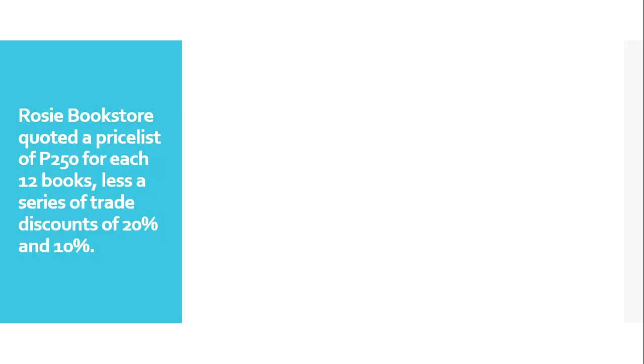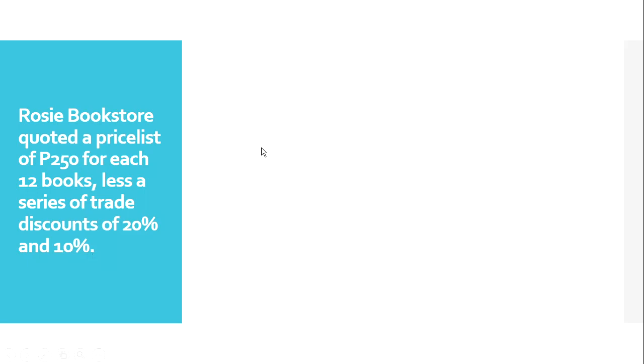Okay, let's have another example having series of trade discounts. So, what it means is, hindi lang isang beses siya nagbibigay ng discounts. So, it could be 2 or more. Rosie Bookstore quoted a price list of 250 pesos for each 12 books, less a series of trade discounts of 20 and 10%. So, the same, ang 12 books, ang kada isa ay 250 pesos. But this time around, there are 2 trade discount. Ibawas daw muna si 20%, then after deducting the 20%, deduct again additional trade discount of 10%.